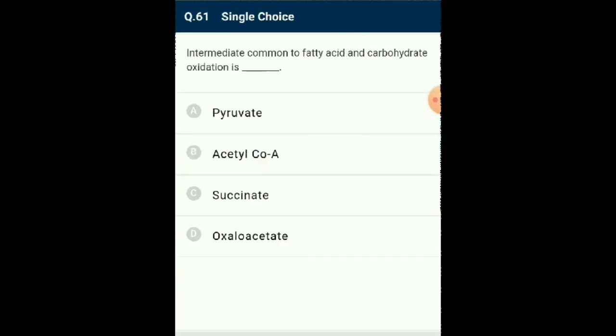Question number 61. Intermediate common to fatty acid and carbohydrate oxidation is. Acetyl CoA is a common intermediate for fatty acid and carbohydrate oxidation. Long chain fatty acids are degraded to form many acetyl CoA, that is two carbon molecules, by a process called beta oxidation. During carbohydrate metabolism, acetyl CoA is formed after the link reaction. In the link reaction, if sufficient oxygen is available, each 3 carbon pyruvate molecule enters the mitochondrial matrix. So the answer for this question is option B, acetyl CoA.